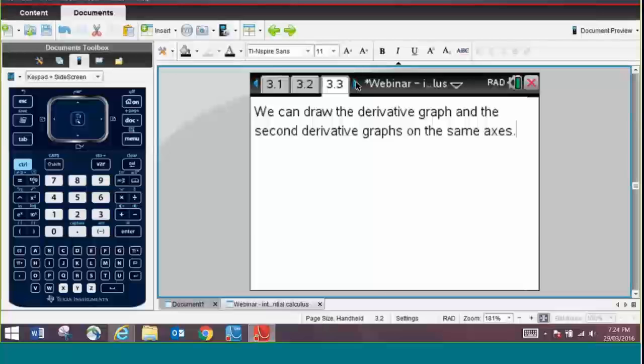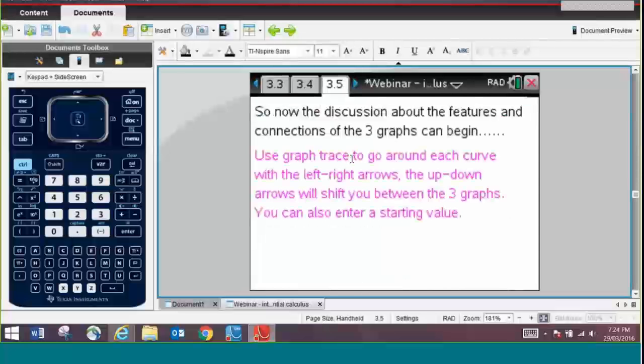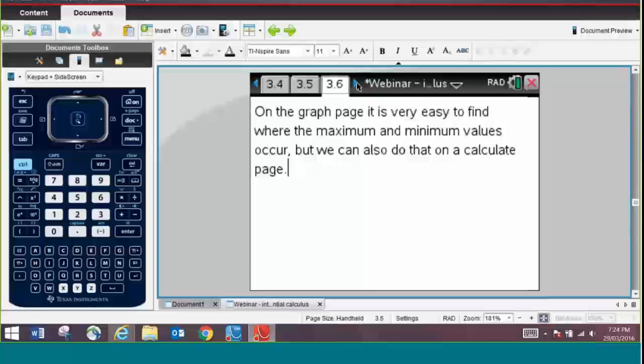Okay, skipping through, that was that. So you can certainly have lots of discussions with your class then about what the connections are. So it's going through using that graph trace and then moving left and right to stay on a particular curve and using the up and down arrows to get between the different functions.